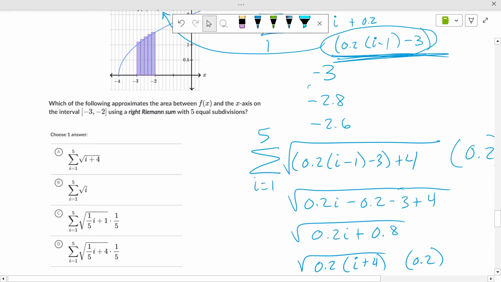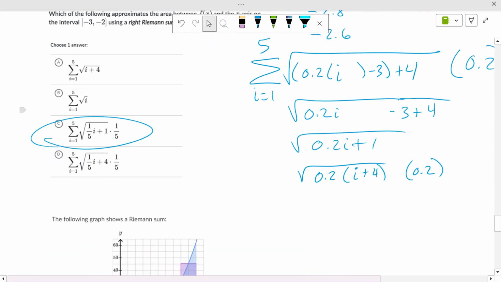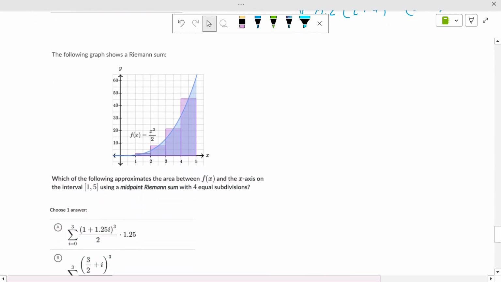Now you don't need -1 because it's the right. Oh, it's the right Riemann sum, so it's at 3.2. Yeah, so I don't need the -1 because I'm doing the right Riemann sum, not the left. So I get rid of that 0.2, so that becomes 1, and then it becomes this one right here. All right, right Riemann sum, not left. Thanks for fixing that.